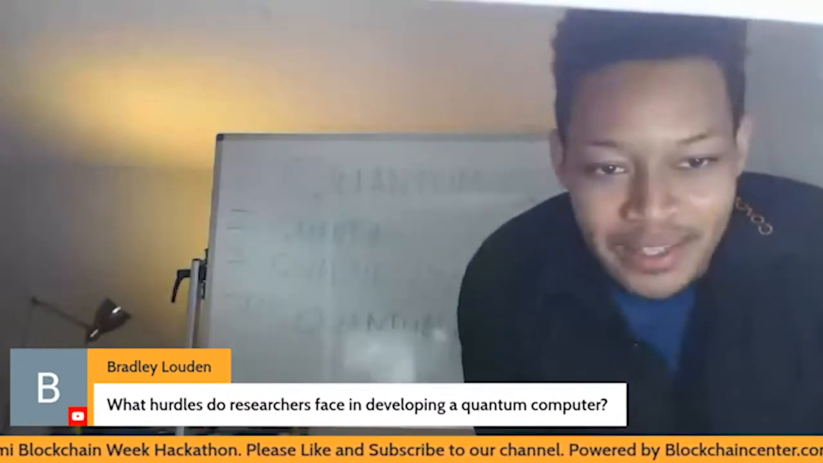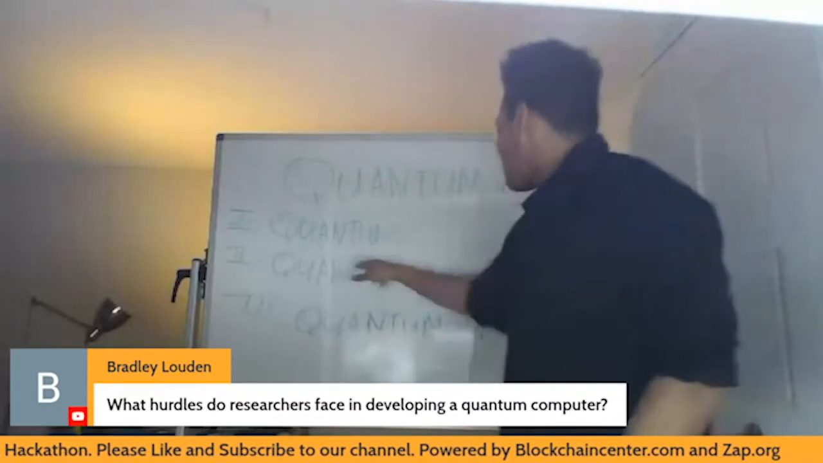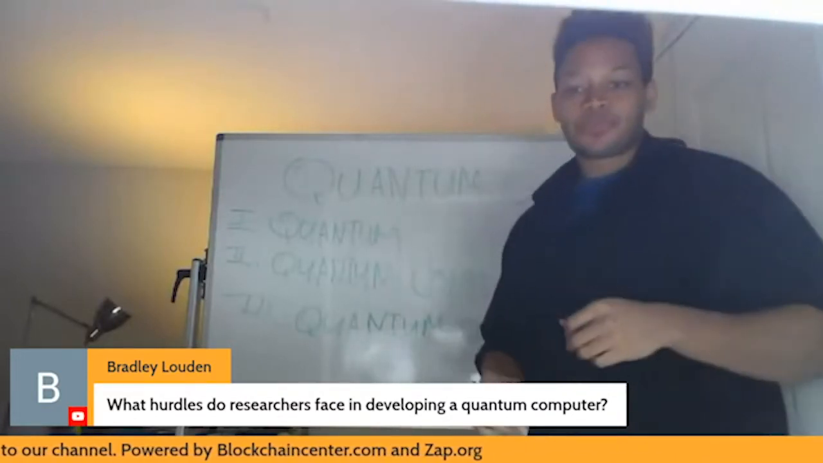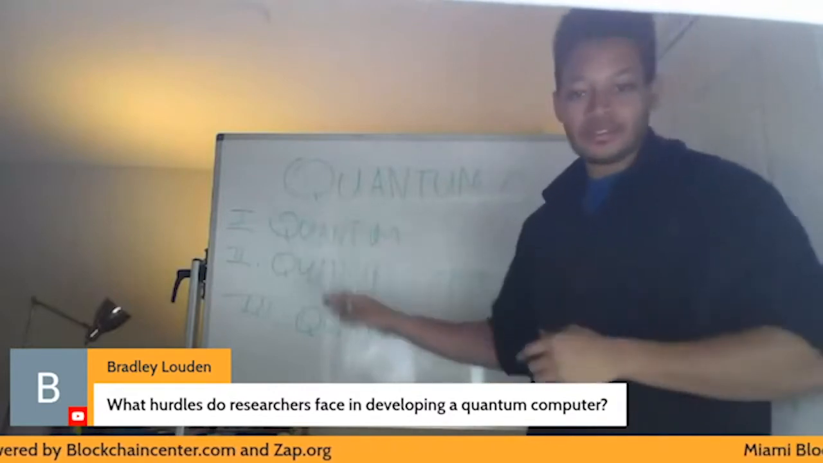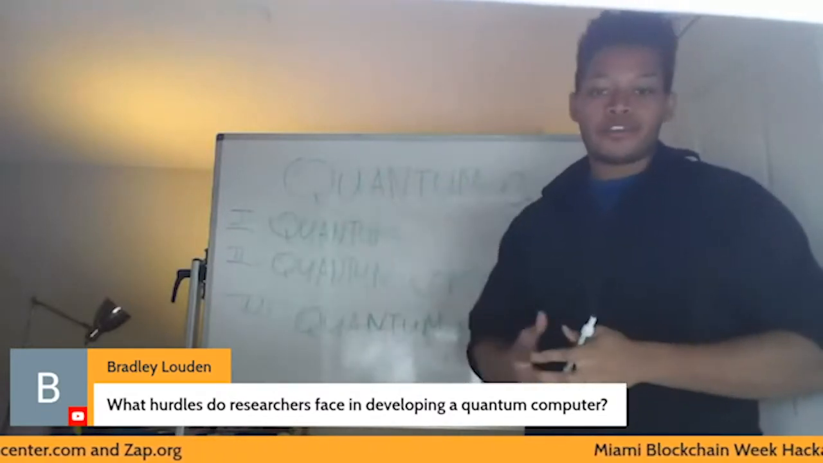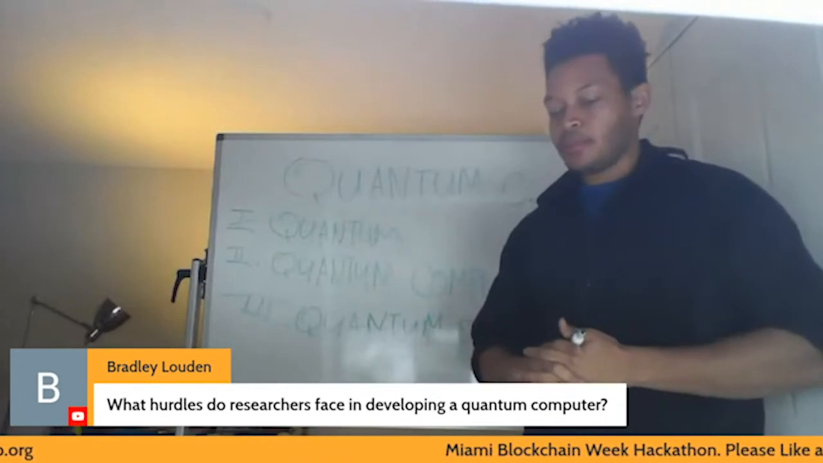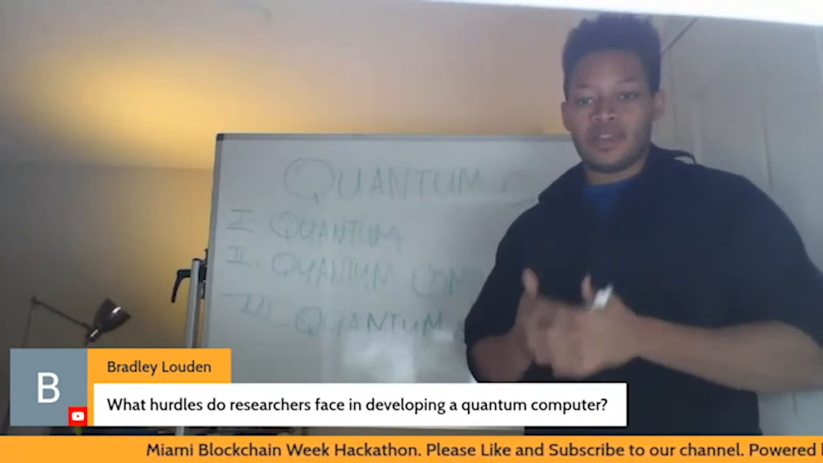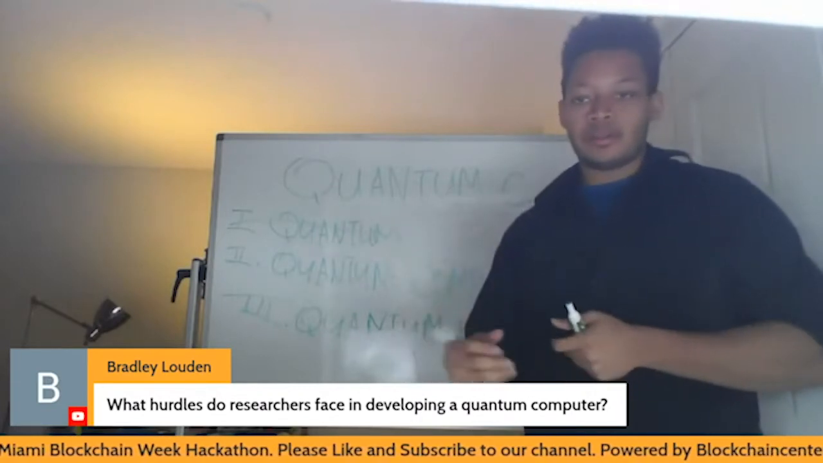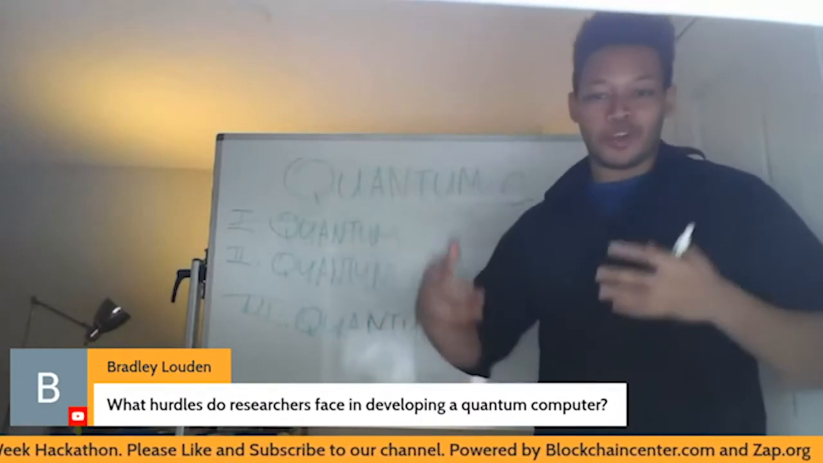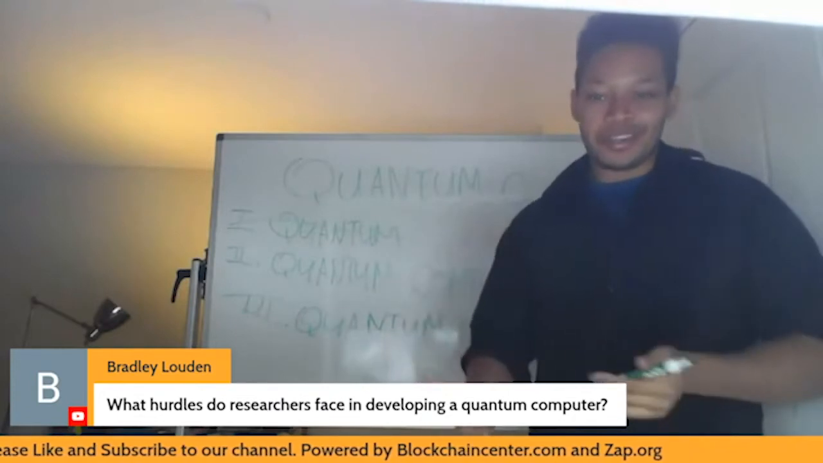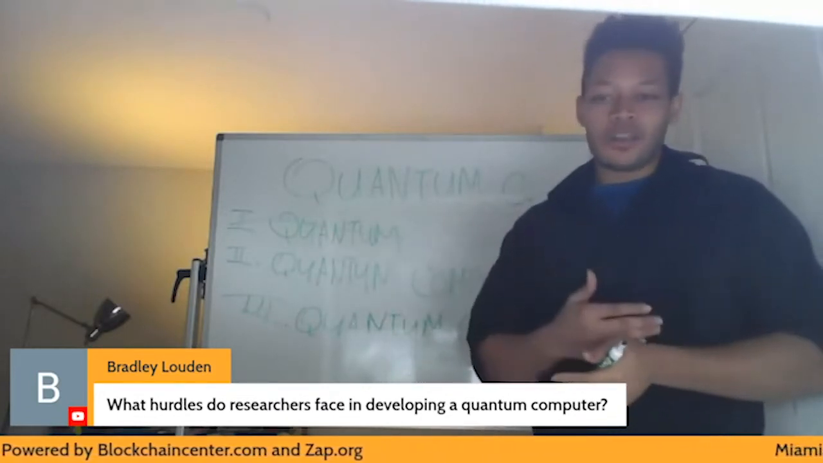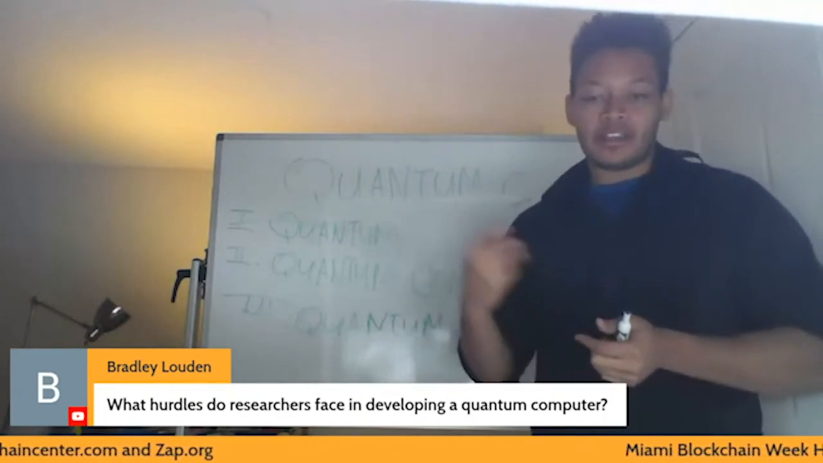Oh, great question, Bradley. That goes right into the next section, so right on time. Feel free to keep feeding me questions. The big challenge for developing a quantum computer is what's called decoherence. Decoherence means that quantum computers are really, really buggy. With a classical computer, think of bugs like viruses. A quantum computer is naturally buggy, and I'll explain why in a second.